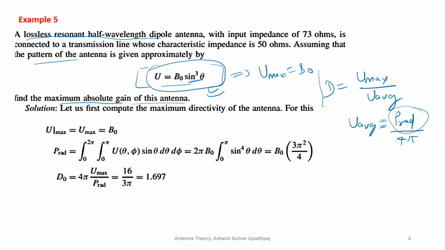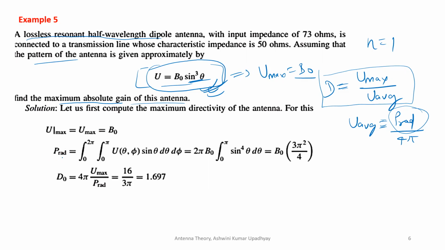So by definition, if you don't know, you have to revise the directivity of antenna or the maximum gain of antenna in case the antenna is lossless, which means efficiency is equal to 1. Directivity is U max upon U average. So U max will be B naught. Obviously, it is very clear from this expression because sine cube theta will have maximum value of 1. So U max will be B naught.